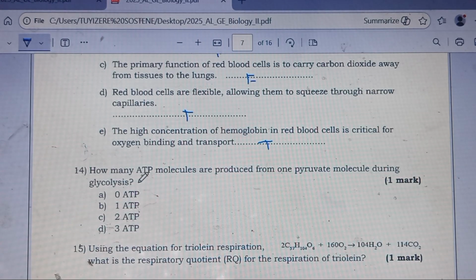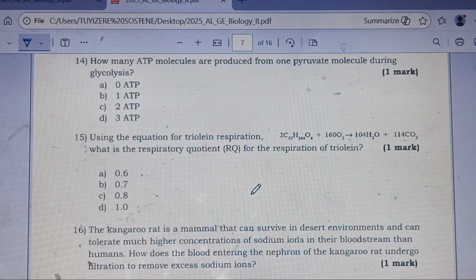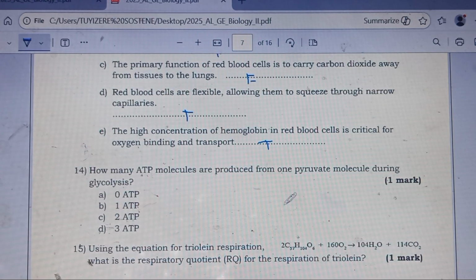Question number 14. How many ATP molecules are produced from one pyruvate molecule during glycolysis? Here, during glycolysis, there is no ATP produced from pyruvate. It means the correct answer is A. No ATP.